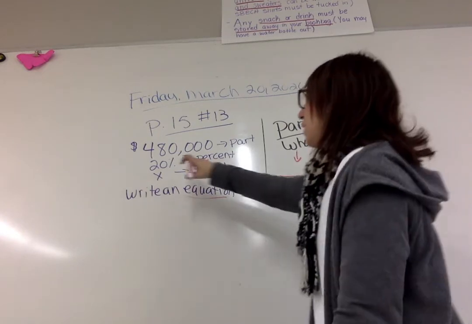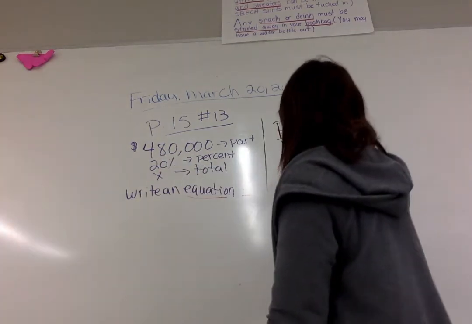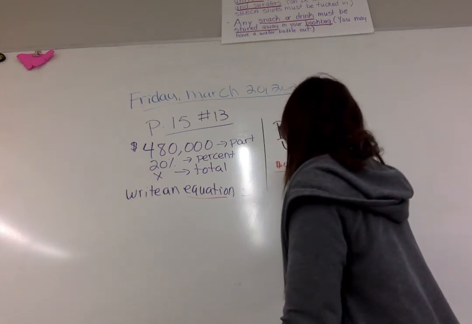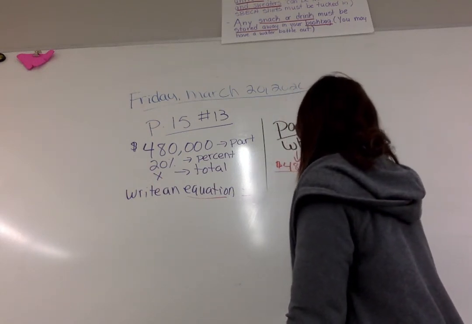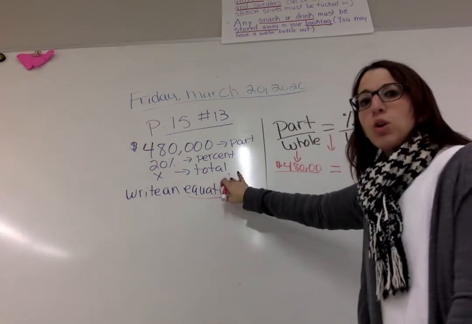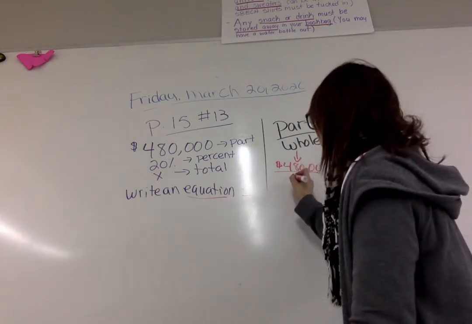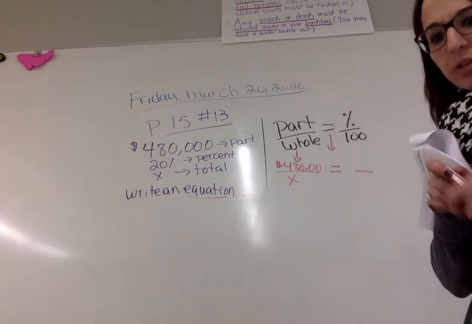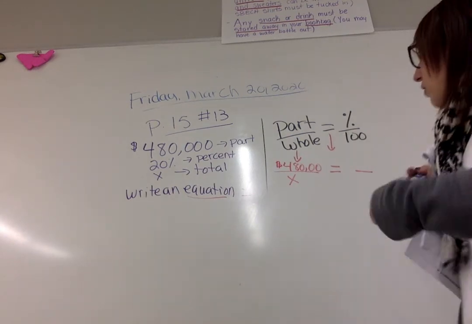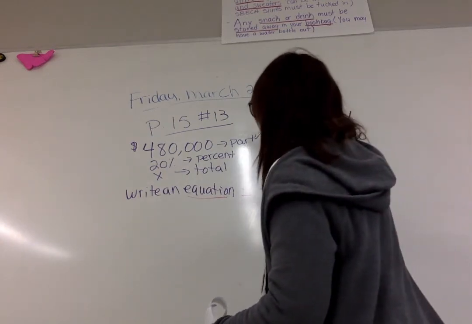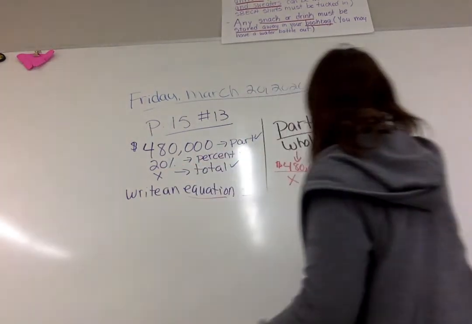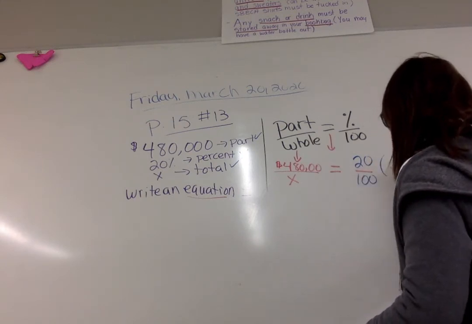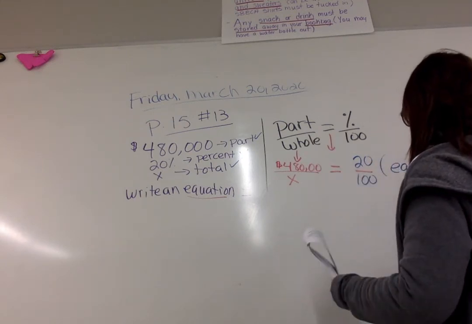The part is $480,000. So that part goes on the numerator. The whole is the total. And I don't know that, so I'm going to call it X. Or a question mark, or whatever variable you want. Now, the percent is 20. So the percent goes percent over 100. So this represents my equation.